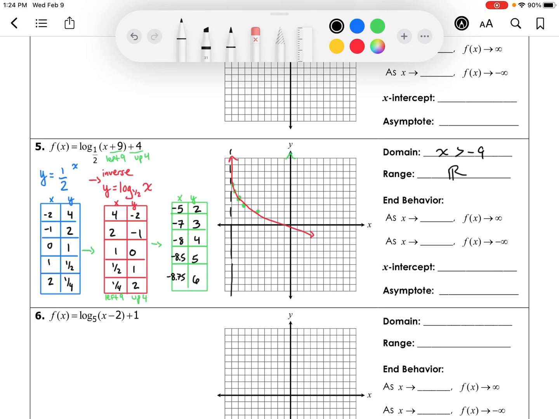The range will be all real numbers. As x goes to positive infinity, the graph is actually going to negative infinity. And as x goes to the left and stops at -9, the graph is actually going to positive infinity. The x-intercept we might need to figure out in a second, but I know the asymptote is a vertical line at x equals -9.